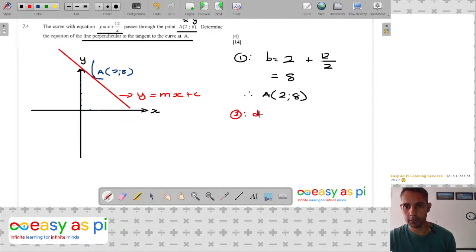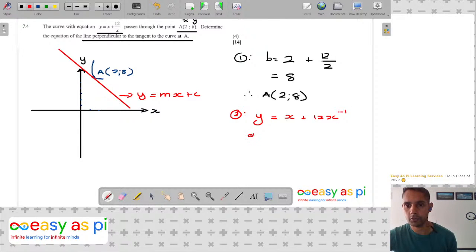So we can say, okay, dy/dx is equal to what? Now remember, actually, before we do that, let's just modify this such that we can find the derivative easier. So we can say that this is y equals x plus 12x to the minus 1, right? Because I'm using my exponential laws to bring this x to the top.